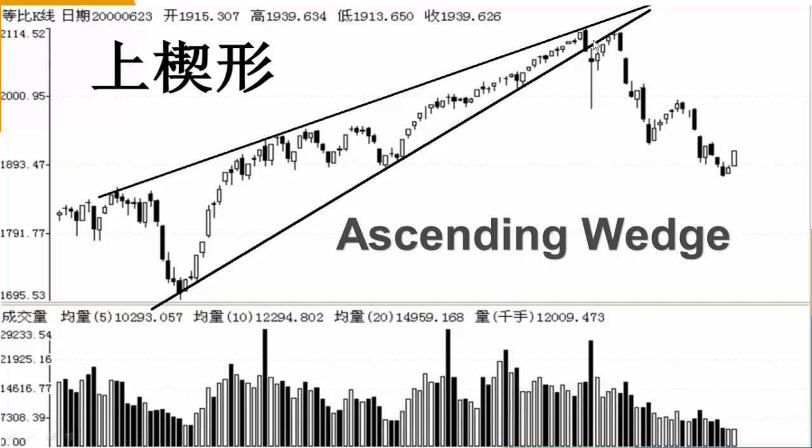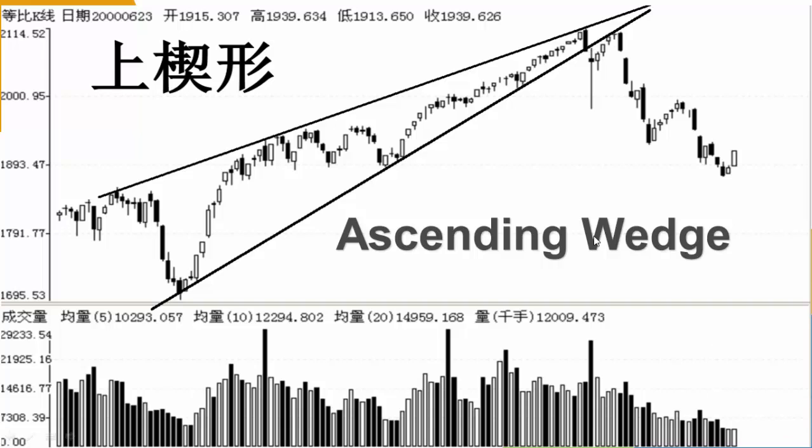If you see the price fall below the wedge pattern, sell or not? You'd better sell out quickly. Okay, this is the sell point. This is the first sell point. Then the next sell point. Where is the next sell point?